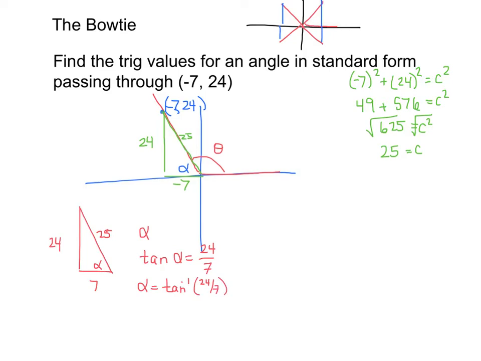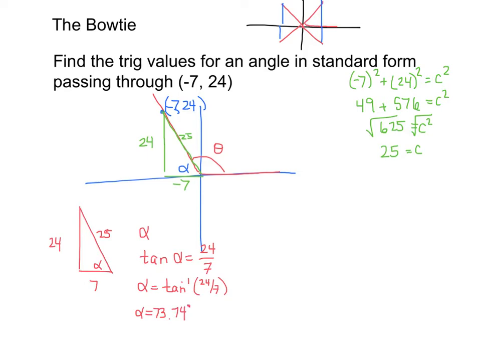And I'm going to start with my calculator in degree mode. And I'm going to do the inverse tangent of 24 divided by 7. And I get a value of 73.74. That value is in degrees because I put my calculator in degree mode.